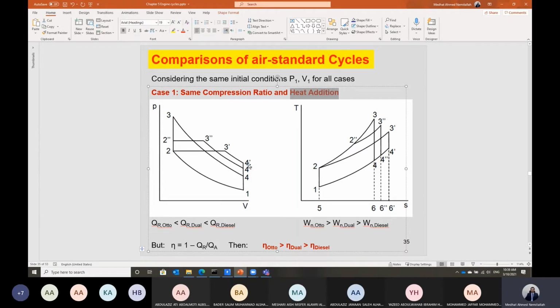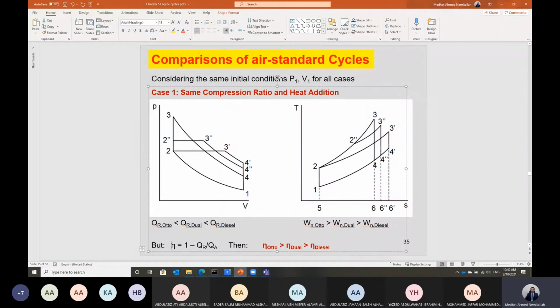But now look at the heat rejection. Under this condition, the heat rejected for the case of diesel cycle from 4 prime until point 1 will be greater than the heat rejected in the dual cycle. And the heat rejected in the Otto cycle should be less than the heat rejected in the dual cycle, and it should be less than the heat rejected in the case of diesel engine.